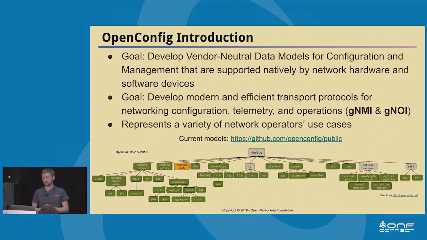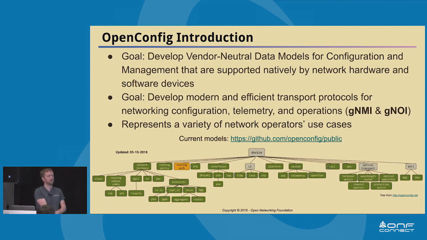Another goal is to develop modern and efficient transport protocols for network configuration, telemetry, and operations. So gNMI and gNOI come from the OpenConfig working groups. There's currently a whole pile of models hosted on GitHub. And this is a representation of the models. We have a top-level device, which has networking, routing, BFD, interfaces, platform, system, QoS, et cetera.